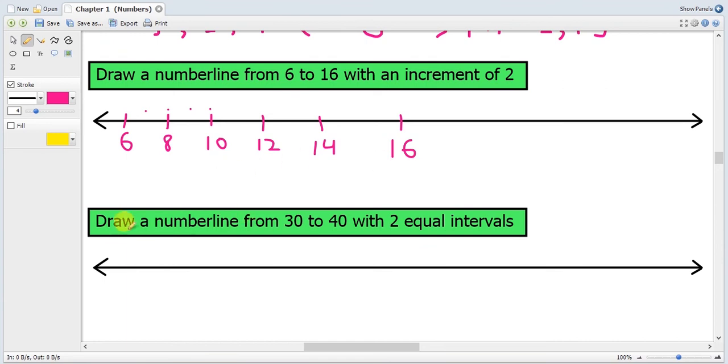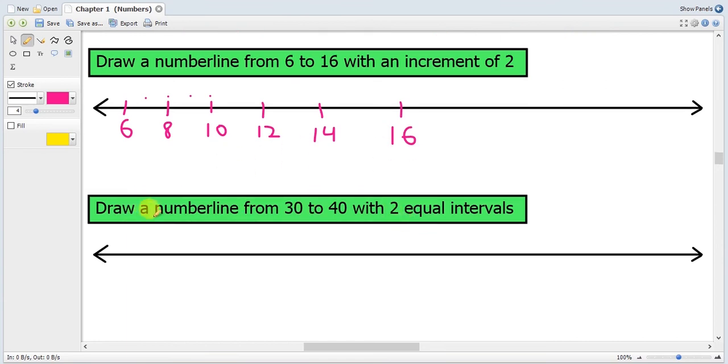Okay, moving on to the next question, which is: draw a number line from 30 to 40. So our starting point is 30. So draw 30 here.